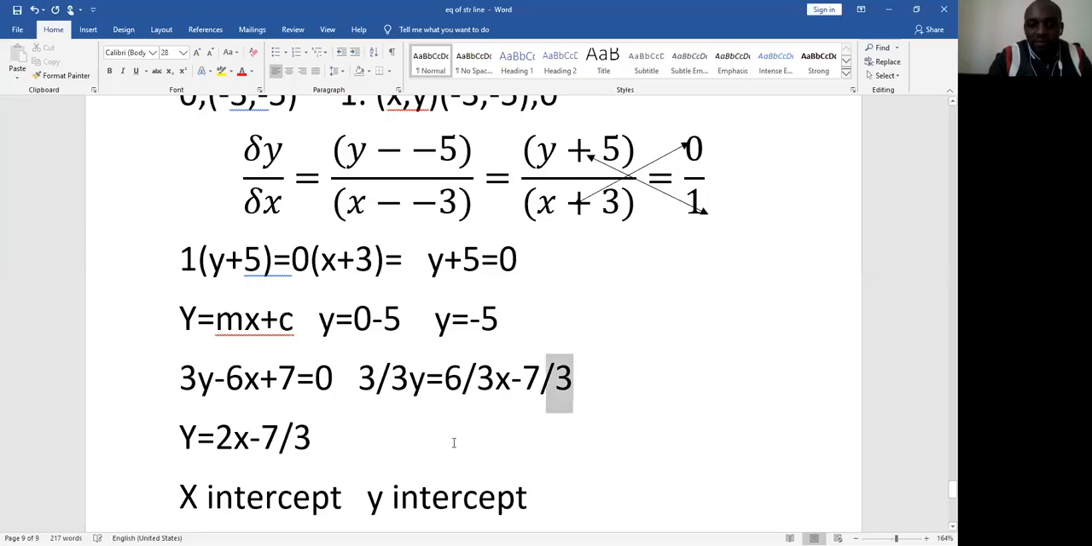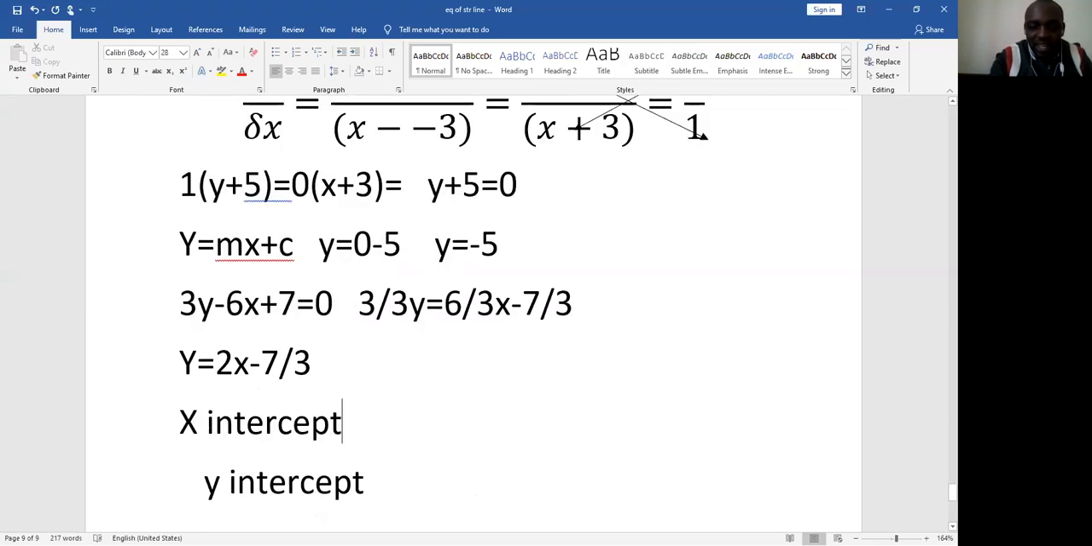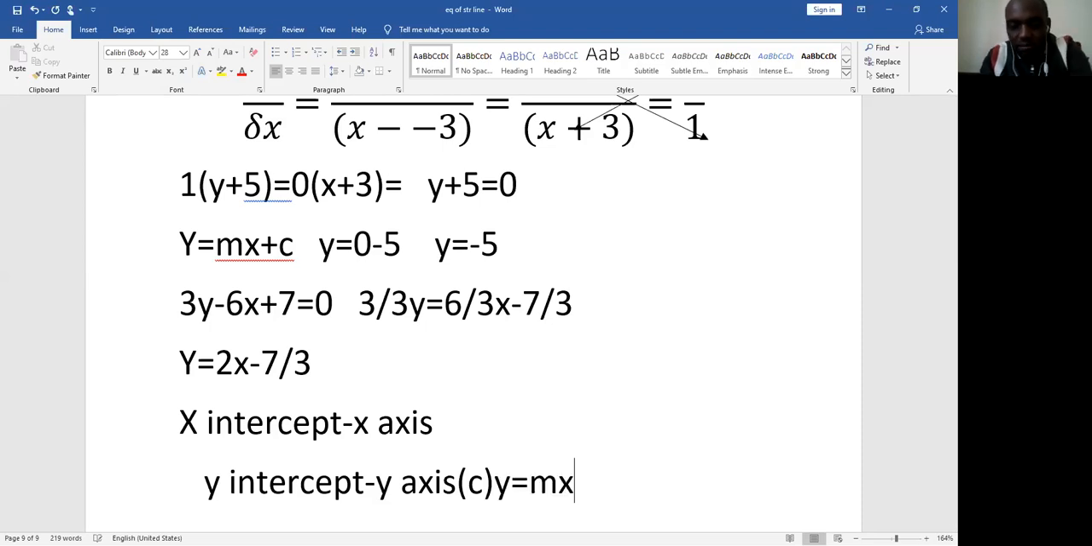The x-intercept is where the graph cuts the x-axis. And the y-intercept is where the graph cuts the y-axis. Now, in the equation of a straight line, this point is abbreviated as C. In the format y equals mx plus c, the format of a straight line, C is the y-intercept. This is the y-intercept, where the graph cuts the y-axis.